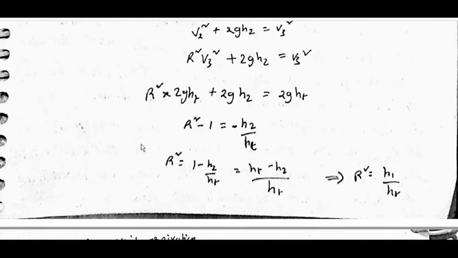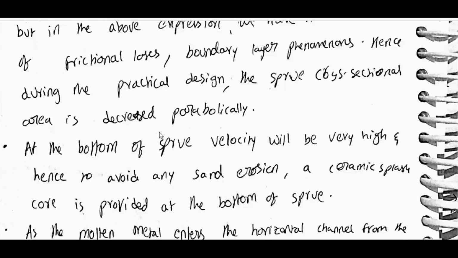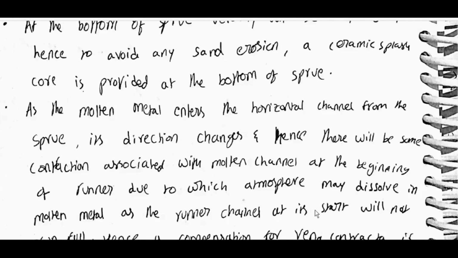From top, inversely proportional to root H. As per the above expression, the cross-sectional area of the sprue should be decreased linearly to avoid aspiration, but in the above expression we have not taken care of frictional losses and boundary layer phenomena. Hence, during practical design, the sprue cross-sectional area is decreased parabolically. At the bottom of the sprue, velocity will be very high. Hence, to avoid any sand erosion, a ceramic splash core is provided at the bottom of the sprue.